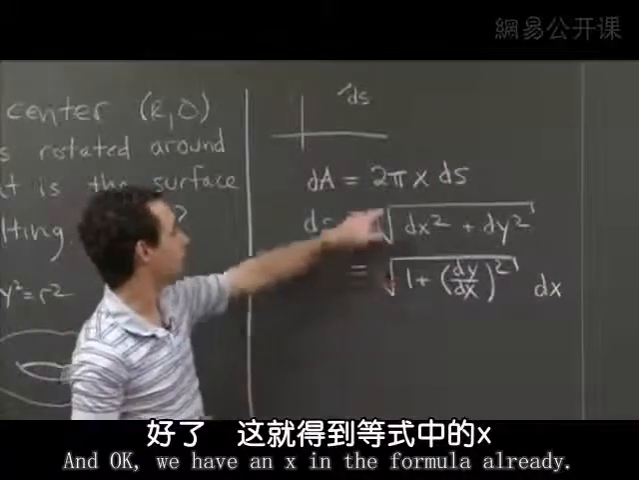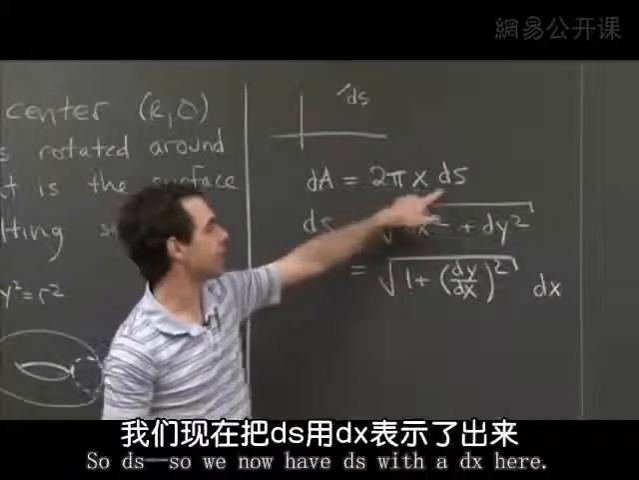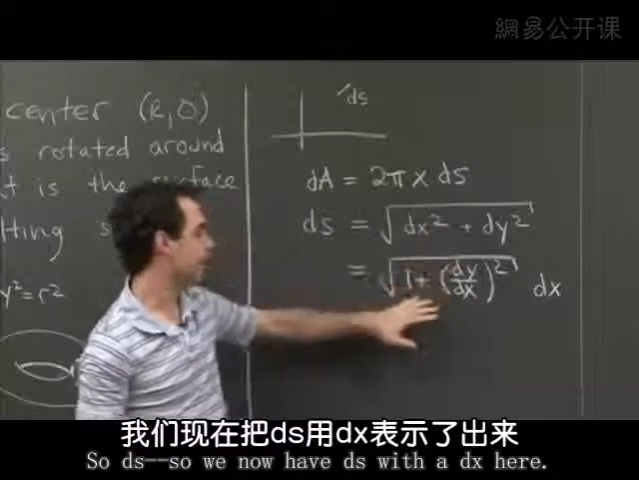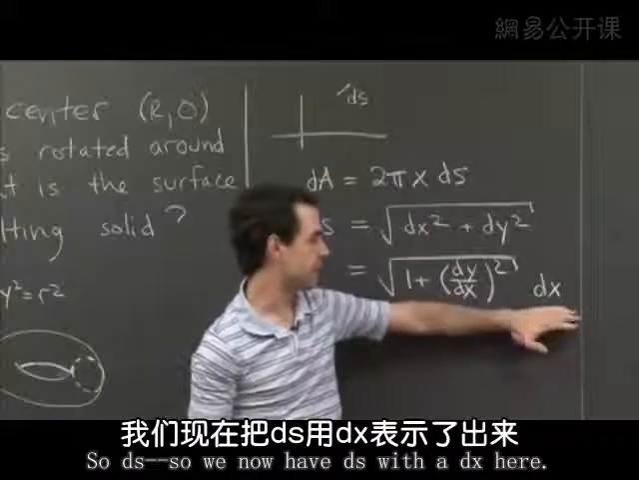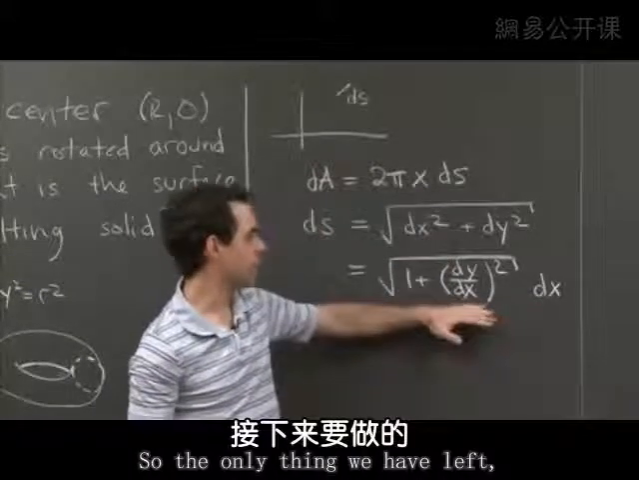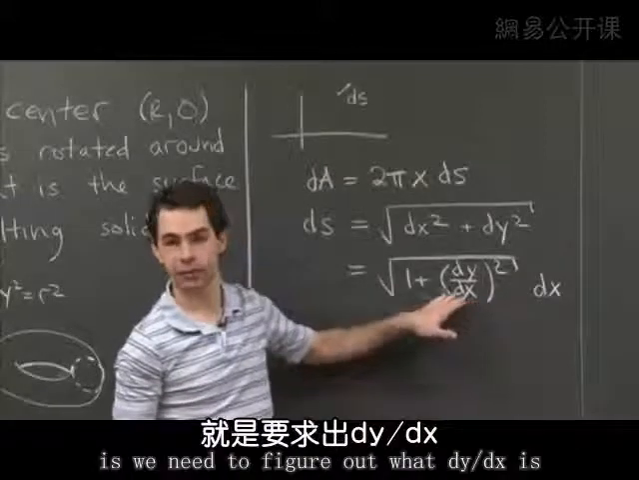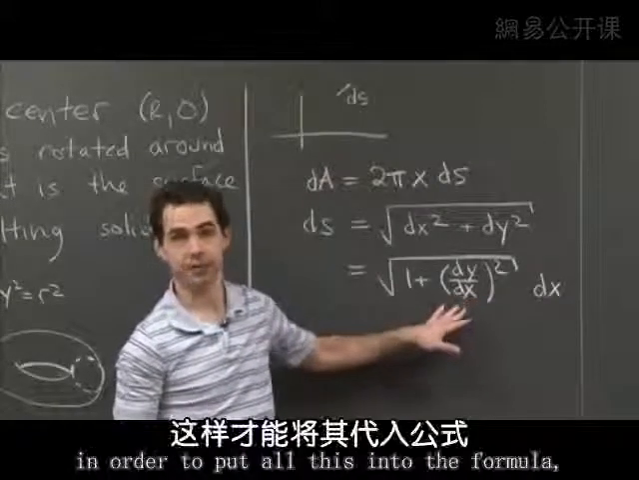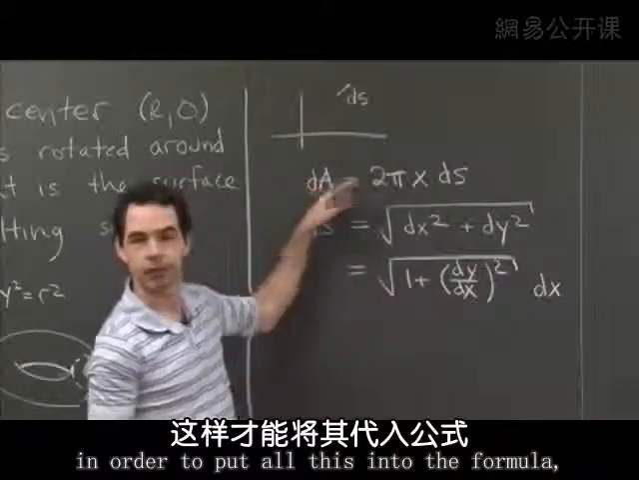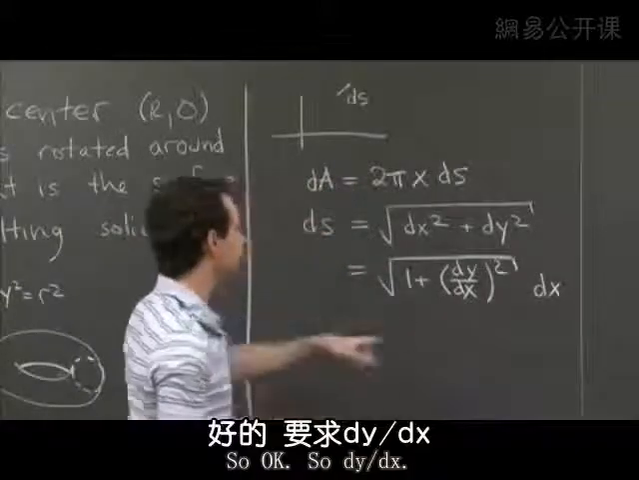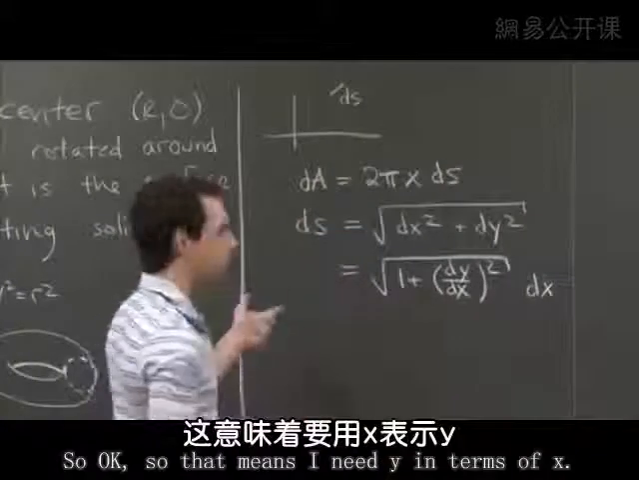OK, we have an x in the formula already. So ds, we now have ds with a dx here. The only thing we have left is we need to figure out what dy dx is in order to put all this into the formula in order to integrate. So dy dx, that means I need y in terms of x.